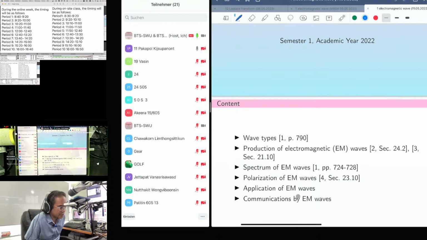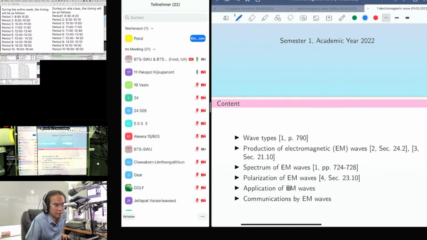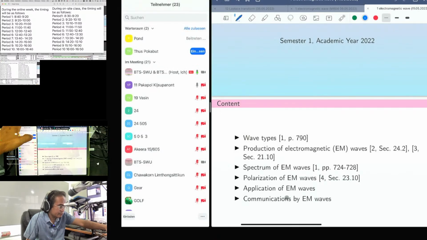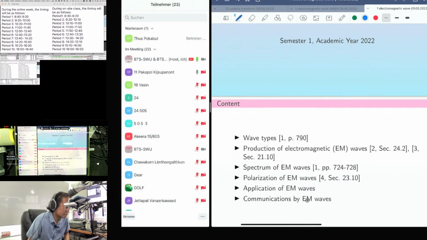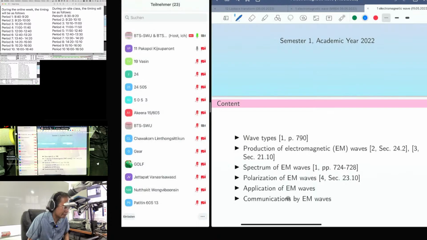We will see the application, right? How we use different EM wave frequency bands to solve human problems like medical treatment or wireless communication, radar for airplanes at the airport and so on. The next one is the communication, right? How humans use the EM wave for communication.